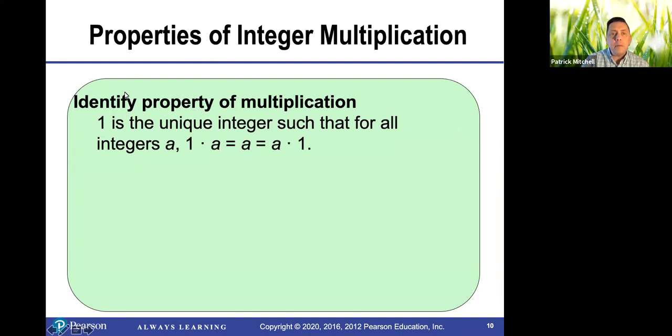Sorry, this typo is going to bother me. Let's change that to a T. Identity property. Did not notice that when I was looking this over. Okay.